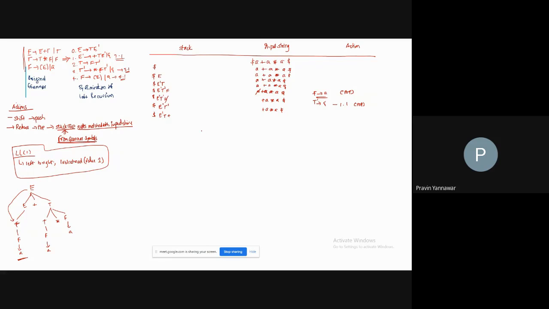Okay, so what is left now? This is TE dash, right? T is now what is here, and here is dollar. What is here? E dash is T, A star A dollar. Okay.